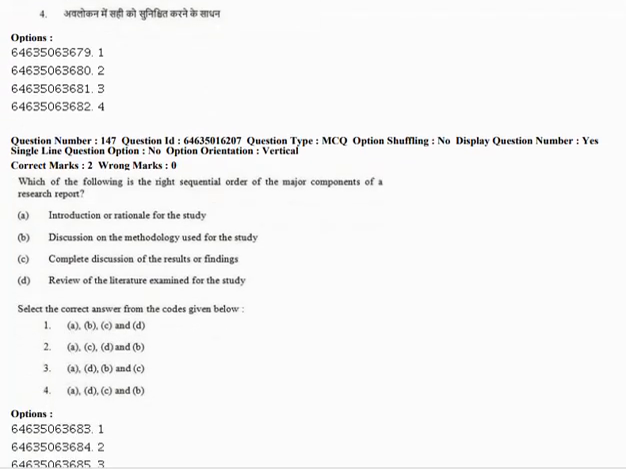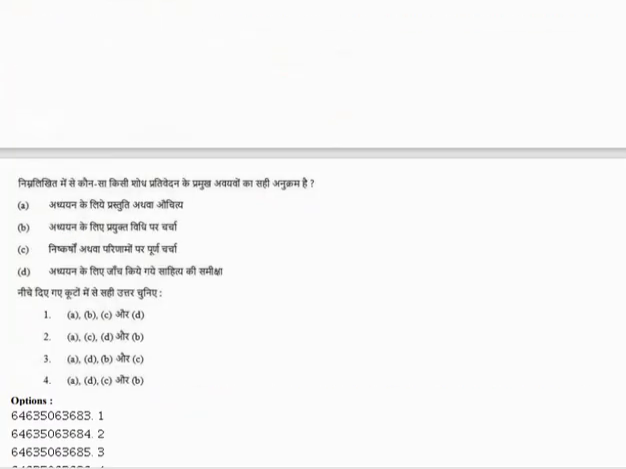147. Which of the following is the right sequential order of the major component of the research report? तो पहले हम लोग इंट्रोडक्शन और रेशनल ऑफ द स्टडी कर लेंगे, ये फर्स्ट नंबर पे होगा. उसके बाद रिव्यू ऑफ द लिटरेचर सेकंड, डिस्कशन ऑफ द मेथोडोलॉजी थर्ड, and complete discussion of the result, this is fourth. Hence option number 3 is the correct answer.